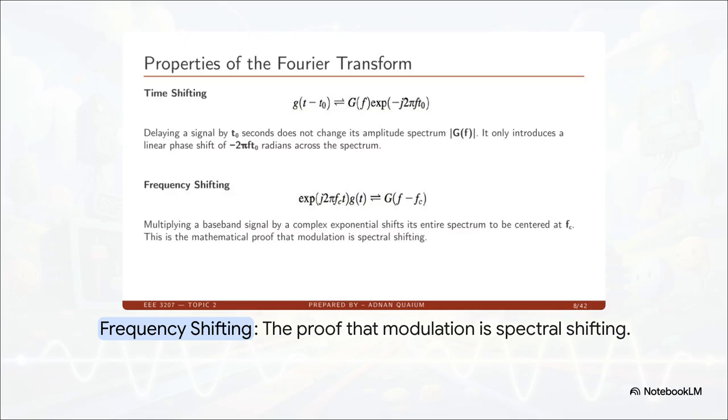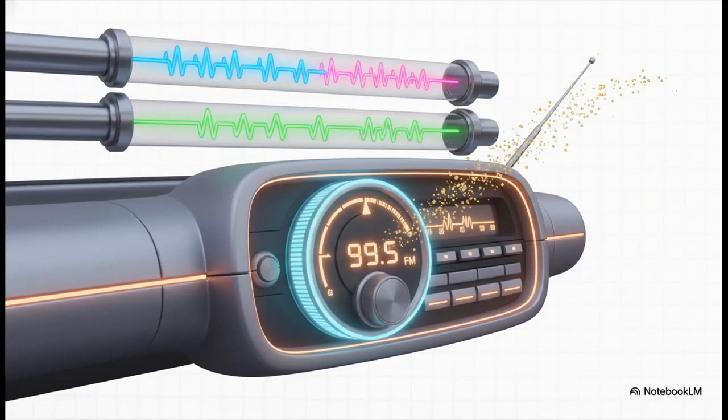The actual shape doesn't change, the amplitude doesn't change, it just simply slides right down the frequency axis. So why does this matter? Well, because frequency shifting is literally the exact secret behind modern communication. This mathematical property right here is the formal proof for modulation.